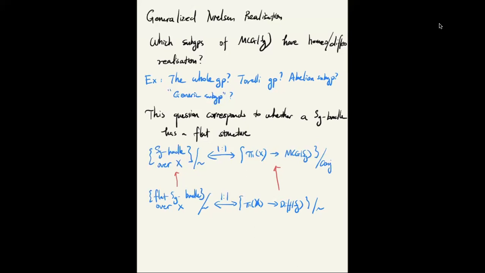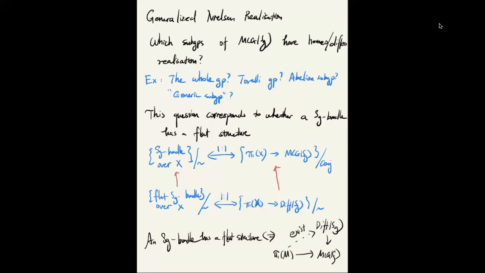So if you have a bundle in here, it's determined in here, and then this bundle has a flat structure if and only if this homomorphism is in the image of some homomorphism in here. So another way: an SG bundle has a flat structure if and only if the homomorphism has a lifting under the forgetful map. So this exists. This is your original monodromy, and then there exists a lifting to diffeomorphism, then you have a flat structure.